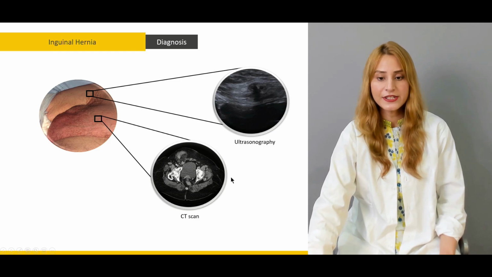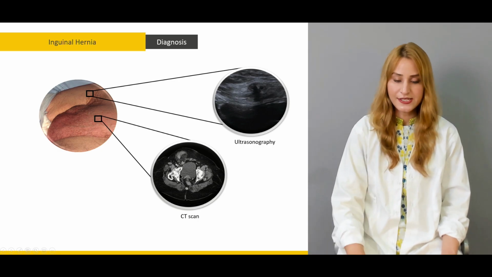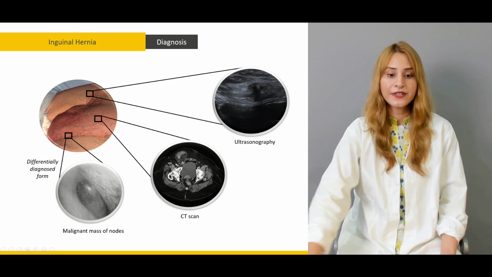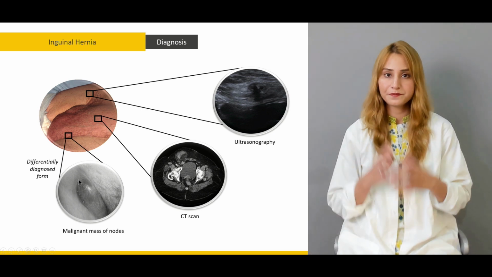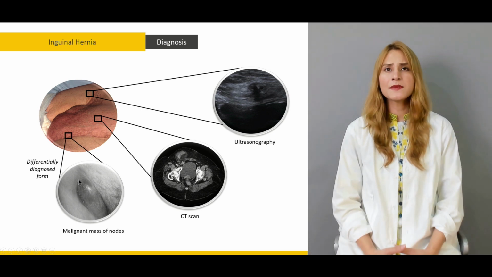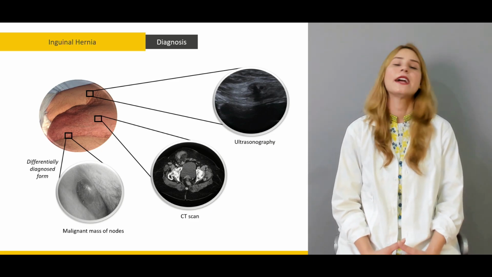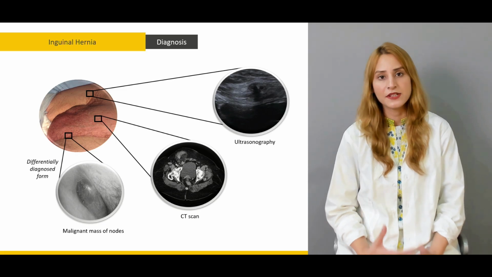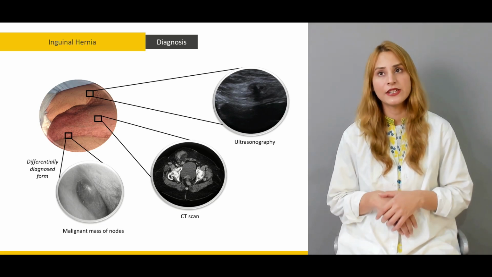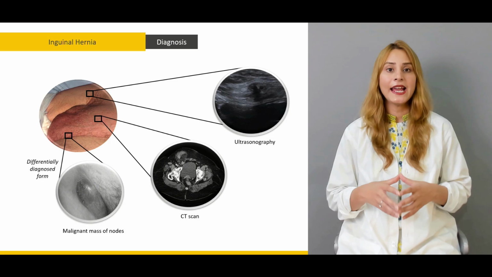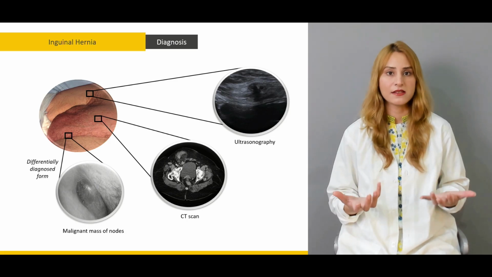You can also go for a CT scan. This is also the hernial sac here, and you can appreciate that the intestine is coming into the sac. Sometimes you have a swelling and you try to perform a cough impulse, and the cough impulse is negative and the swelling is mostly irreducible, so that can be a malignant mass of the nodes.